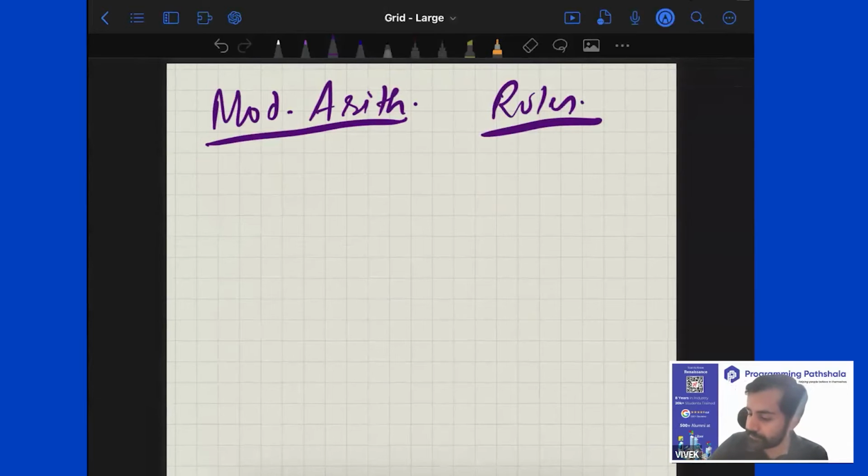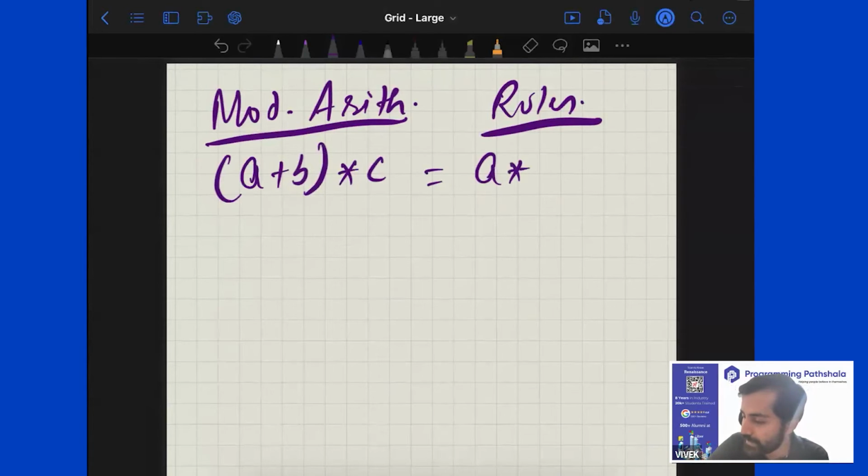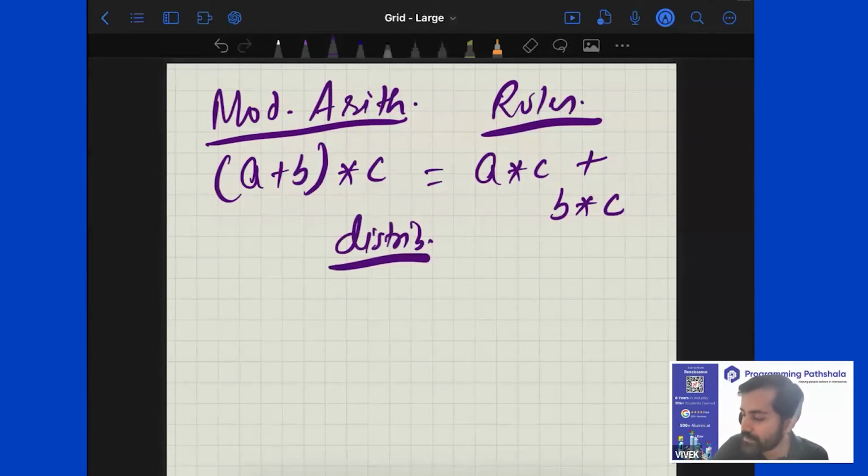So just tell me one thing. In childhood, you have studied that a plus b multiplied by c can be written as a multiplied by c plus b multiplied by c. Have you read it? Yes or no? Okay. What is this? This is the distributive property. The distributive property states that this multiplication can be distributed internally. So you distributed it over A and B, as you can see, right?